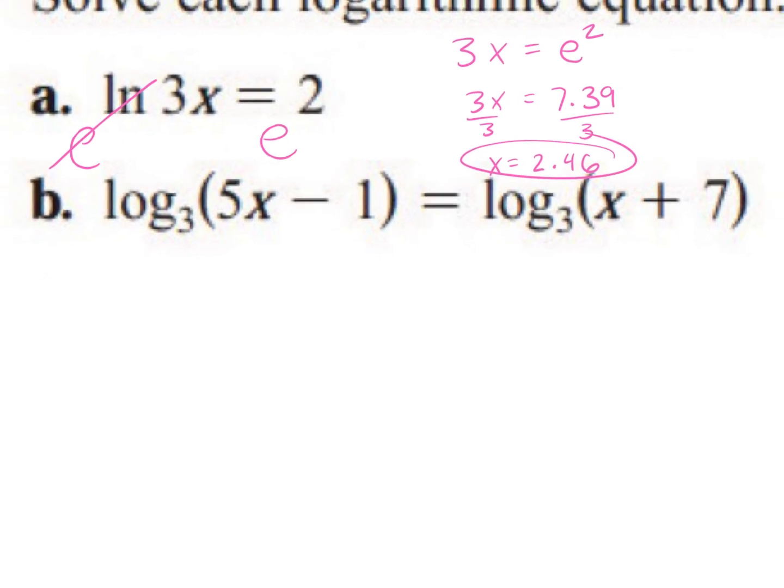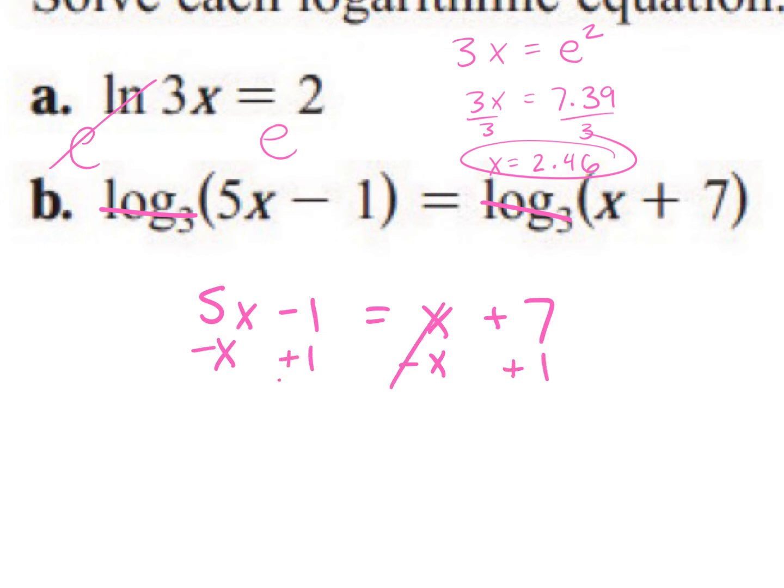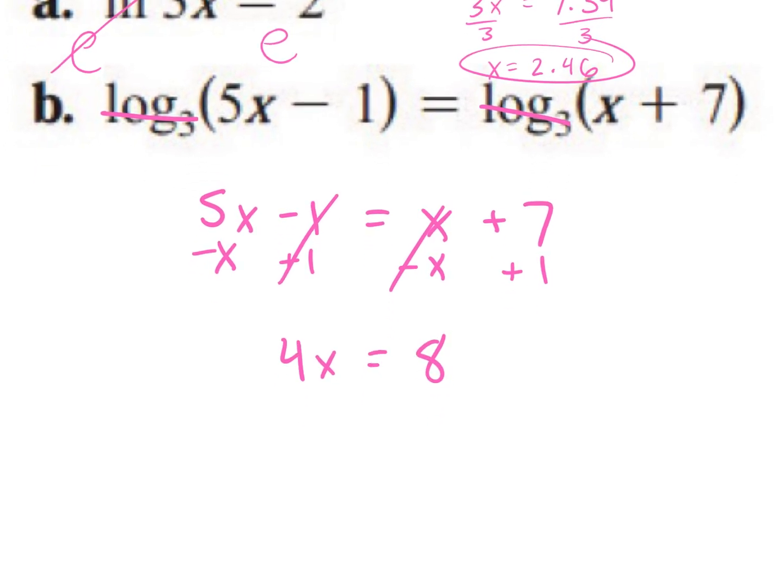All right, for B, how can I solve for x? Awesome. When I have a log is equal to a log with the same base, they just cancel. So now I have 5x minus 1 is equal to x plus 7. Then we just solve for x. So I can subtract x on both sides and add 1. So 4x is equal to 8. Divide by 4. x is equal to 2.